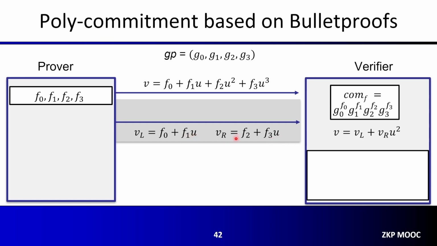So with these two values, it's not hard to see that the original evaluation v should equal VL plus VR times u squared. So that gives you a way to check the correctness of this VL and VR.